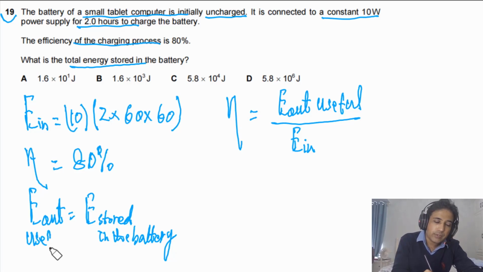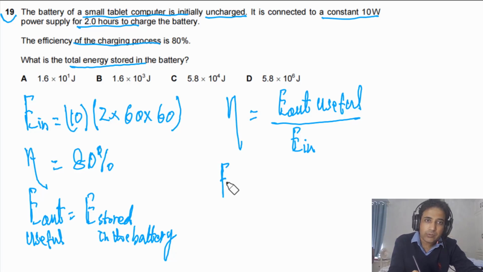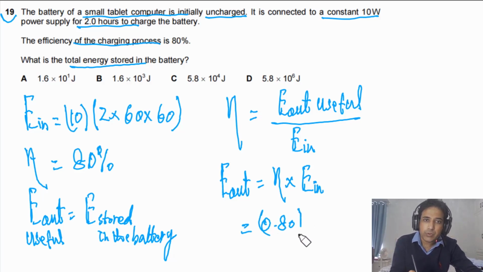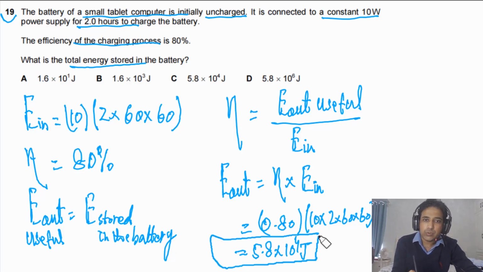So the useful energy means the energy stored in the battery. We need to find E out. Simply this will be equal to the efficiency times E in. Efficiency is 80%, meaning 0.80 of the input energy, 10 times 2 times 60 times 60. If we solve this, we will get about 5.8 times 10 to the 4 joules. So this is the energy stored in the battery.